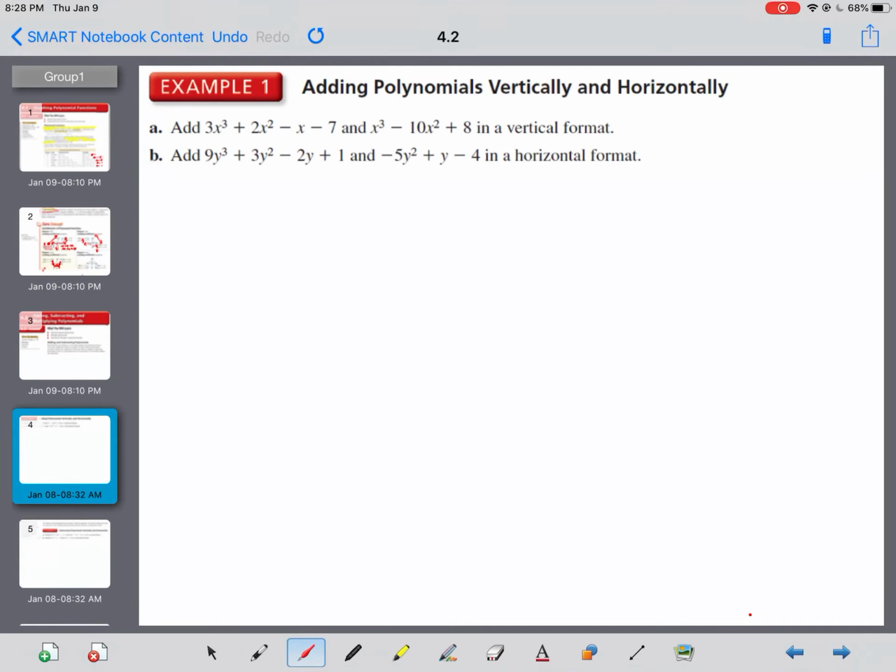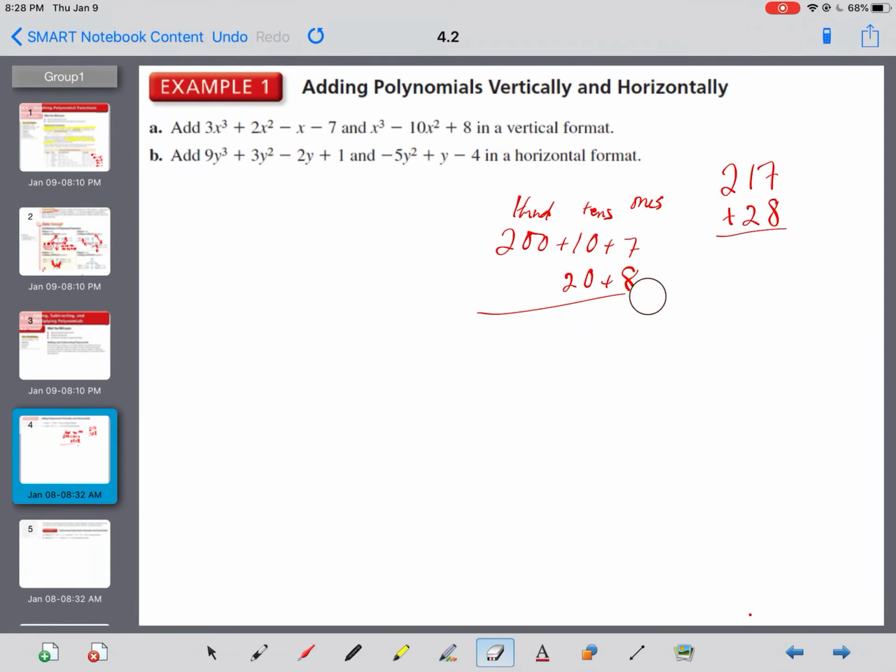So let's look at adding. Now they do it in 2 different ways. They do vertically and horizontally. Now with adding, you're probably familiar with vertically. It would look something like this: 217 plus 28. And you just add in the columns. What you don't really realize you're doing is you're doing 200 plus 10 plus 7, and you're adding it to 20 plus 8. And so you've got the ones, tens, and the hundreds. And you're adding them in columns. You're doing the like terms. 7 and 8 are like each other, they're ones. 10 and 20 are like each other, they're tens. 200 isn't like anything, so you don't put it with anything.